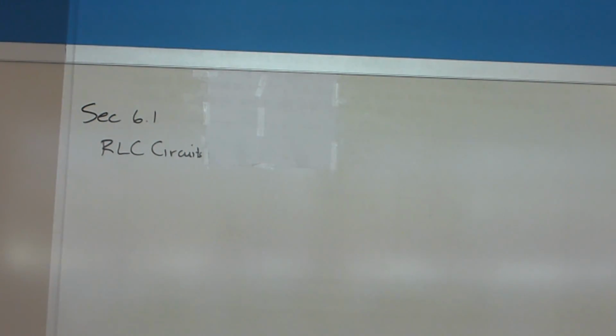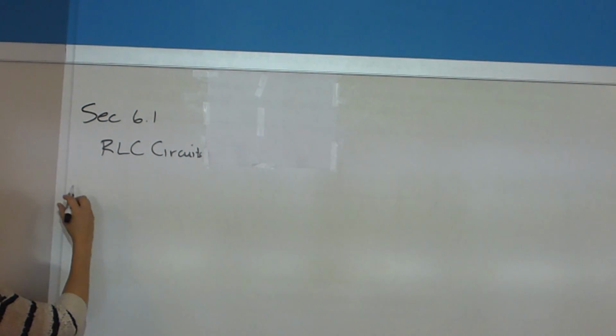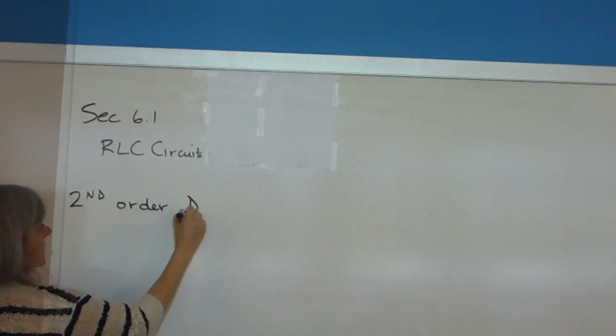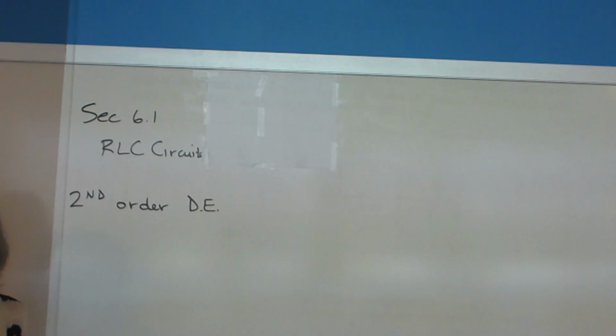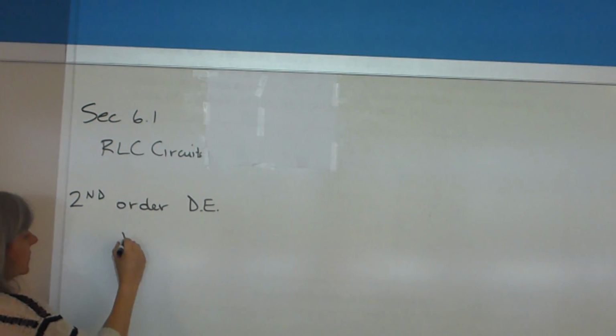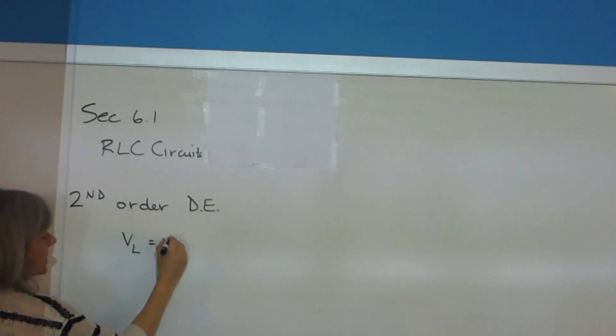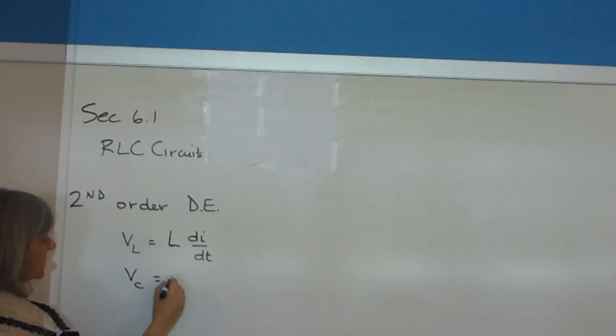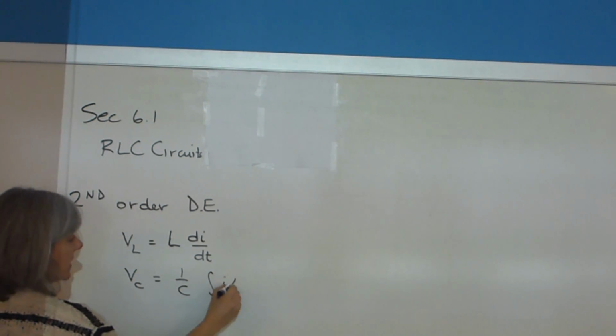and so you can think about this too. This is a second order equation. It's a second order differential equation. It's got two storage devices, L and C. They go different ways if you think about it, in the sense that the voltage across the inductor is L di dt, but the voltage across the capacitor is 1 over C times the integral of I.